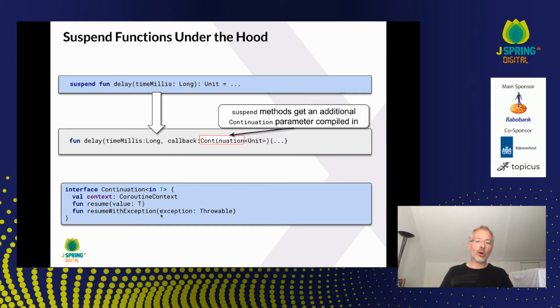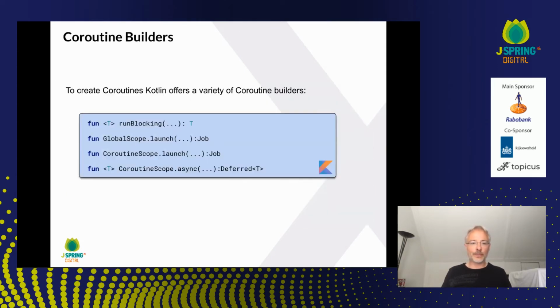Remember what I told you about monos? They will eventually yield a value or an exception. It's conceptually the same. Eventually, we get this coroutine resumed with a value or resumed with an exception. But here it's built into the language. It's no library, it's built into the language.